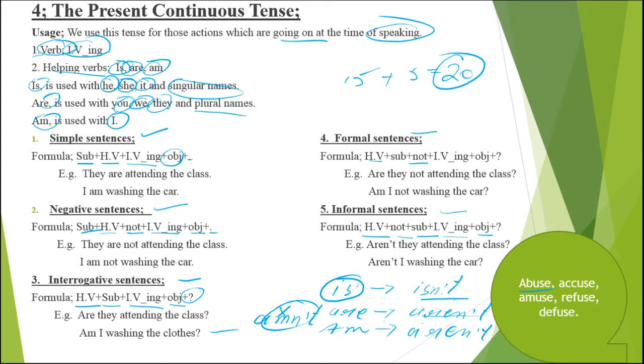she did not diffuse the bomb, did she diffuse the bomb, did she not diffuse the bomb, didn't she diffuse the bomb, she will diffuse the bomb, she will not diffuse the bomb, will she diffuse the bomb, will she not diffuse the bomb, won't she diffuse the bomb, she is diffusing the bomb, she is not diffusing the bomb, is she diffusing the bomb, is she not diffusing the bomb, isn't she diffusing the bomb.